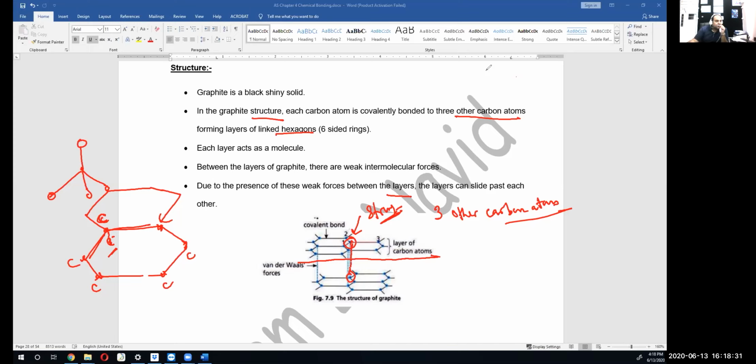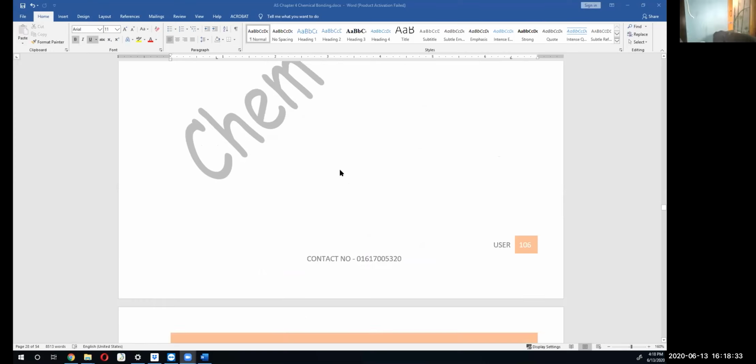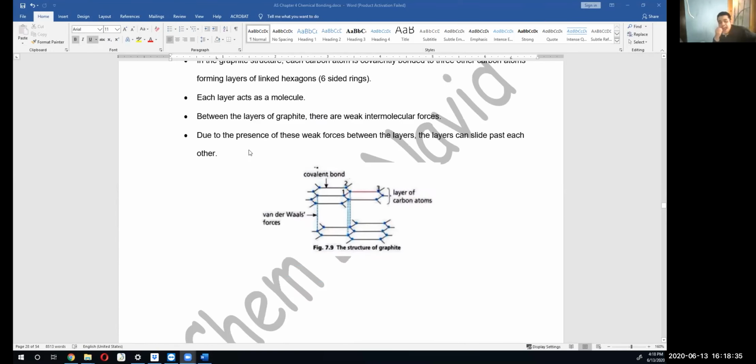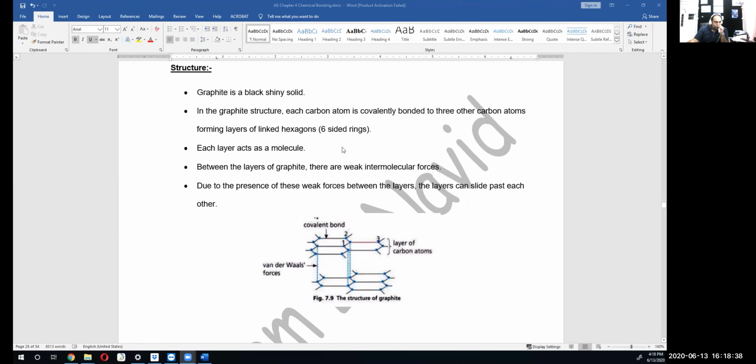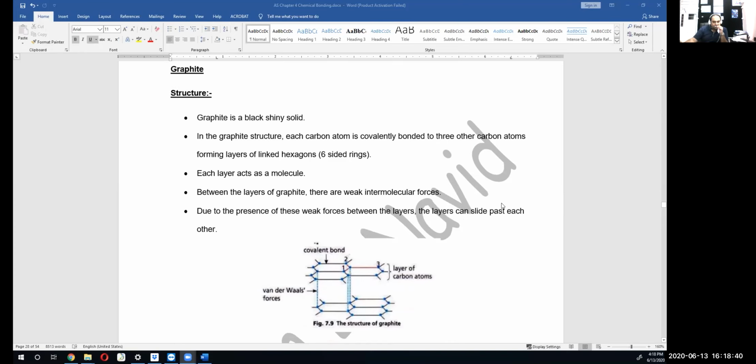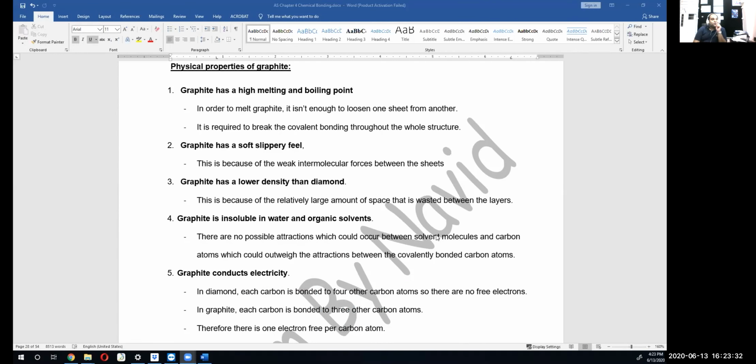Okay, sir. Graphites are good conductors of electricity. So write it down, the graphite structure, and then we'll go to the physical properties. Physical properties of graphite.